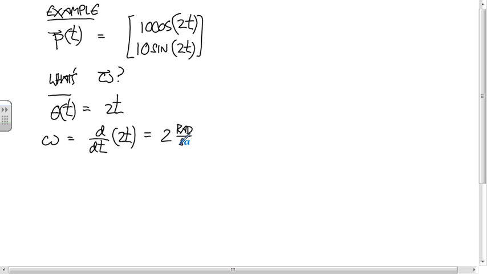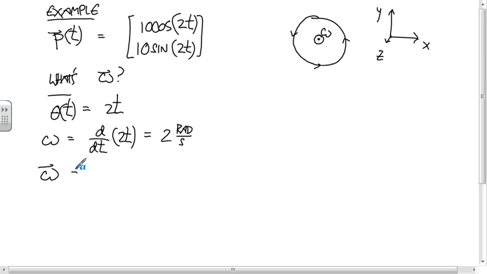And now we have to figure out the direction. Well, this motion is counterclockwise. So the right-hand rule says that the angular velocity has to be this way. Our coordinate system is like this, with z coming out. And so our angular velocity vector, since we know that omega is in the positive z direction, is going to be 0, 0, 2 radians per second.